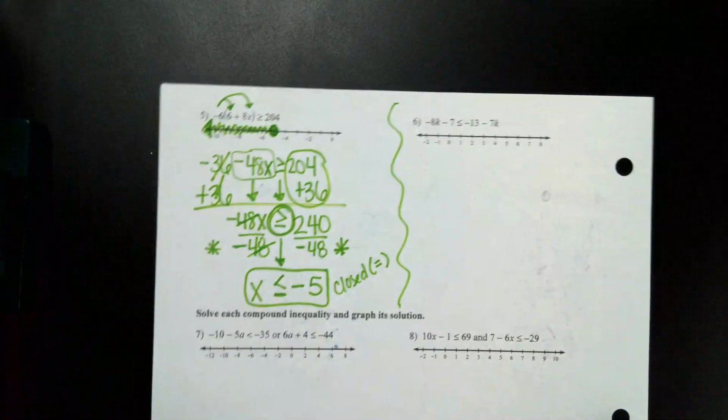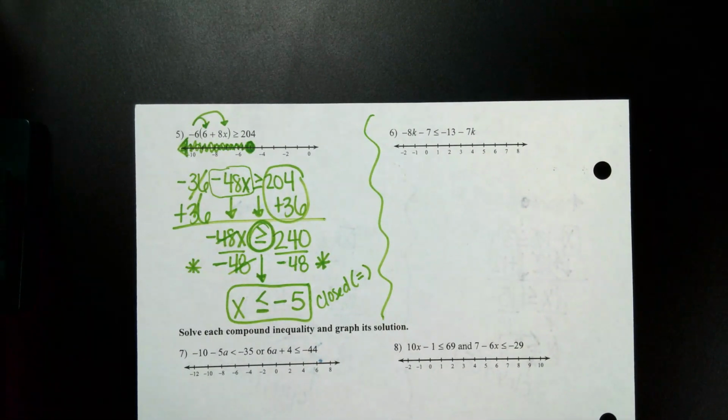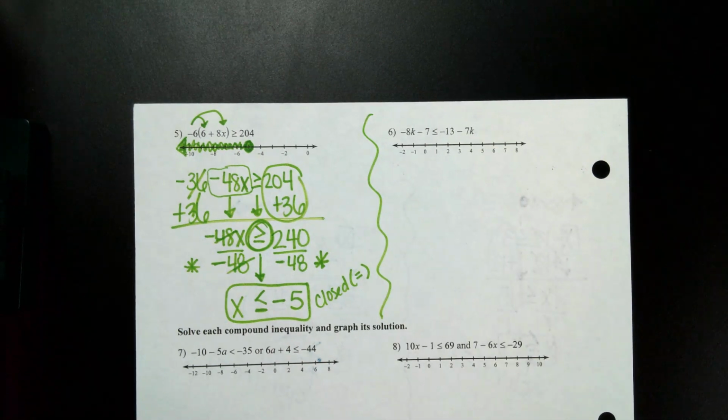That's considered multi-step because of there being distributive property in the beginning. So you actually had to do 3 steps there. We had to multiply everything out first, then we added, then we divided. So it's multi-step because it's more than 2 steps.